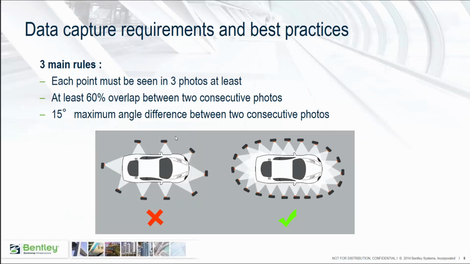About the data requirement and best practices, we have three main rules that if you follow them, that will ensure you a good photo acquisition. First, each point that needs to be reconstructed must be seen in at least three photos. At least 60% overlap between two consecutive photos, and a 15-degree maximum angle difference between two consecutive photos. This is all to ensure that enough common points will be detected between photos and ensure the success of the process in ContextCapture.